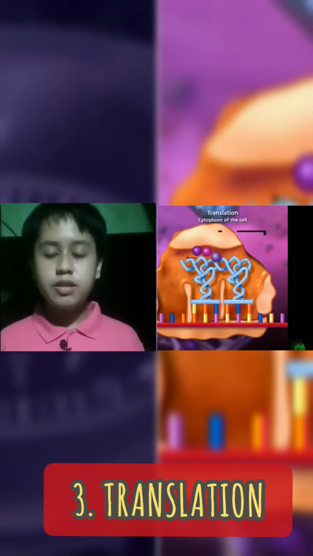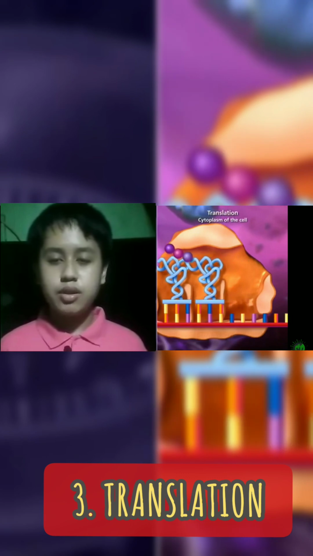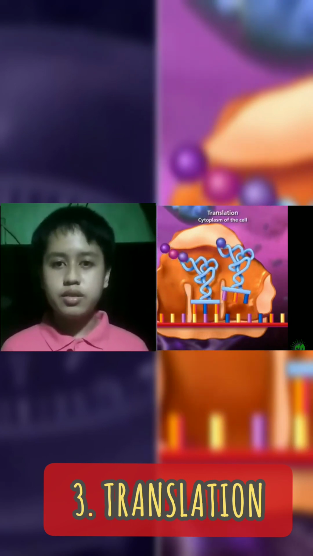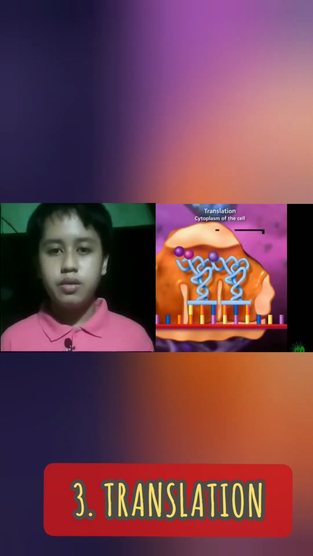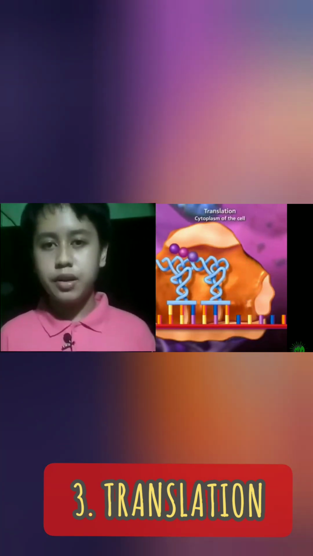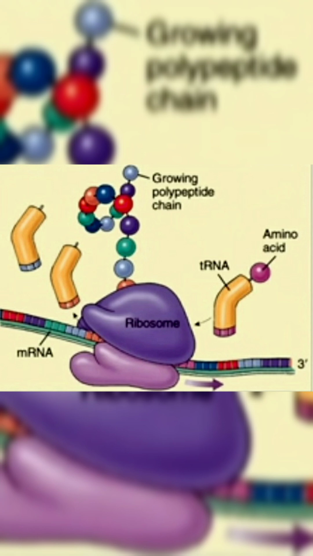And lastly, let's go to the third process, which is the translation, which occurs in the cytoplasm of the cell. The information contained in messenger RNA is used to make a polypeptide. So what happens during translation? What happens is that information in the nucleotide base sequence of mRNA is used to dictate the amino acid sequence of protein.